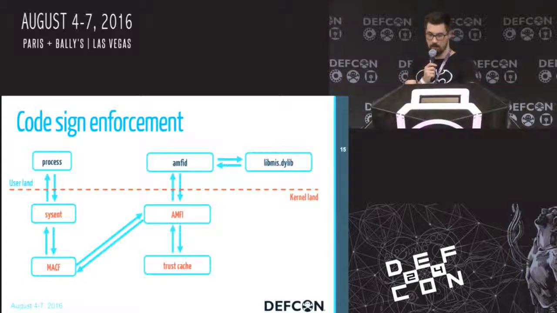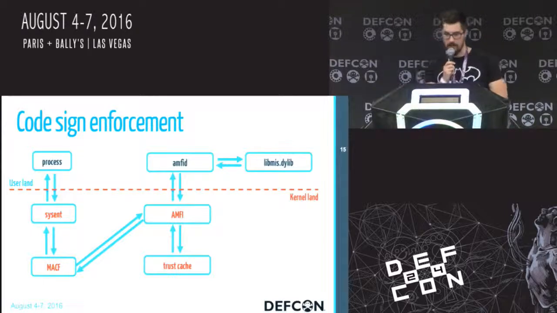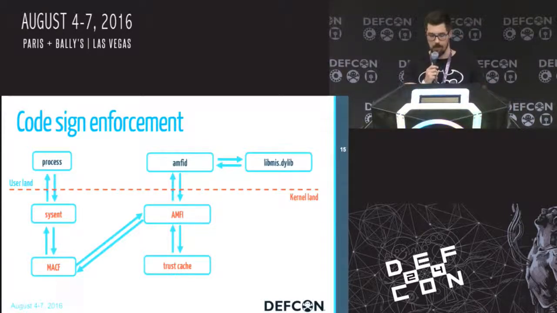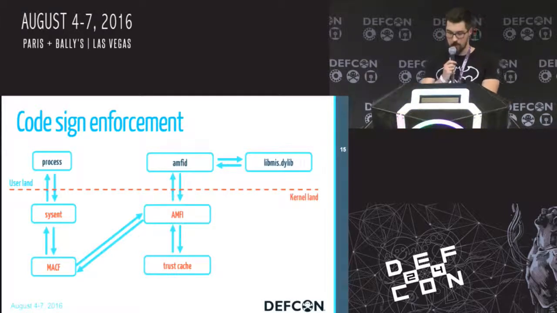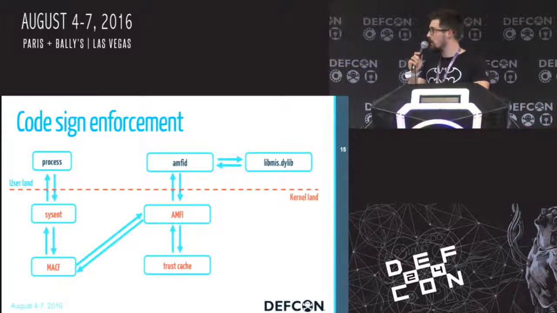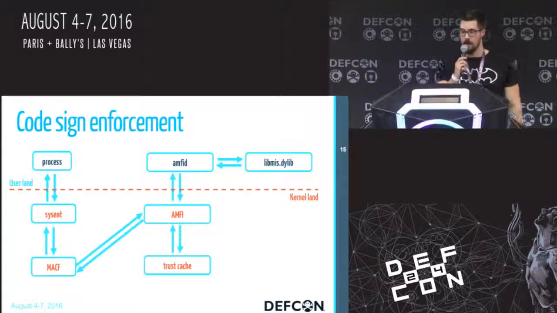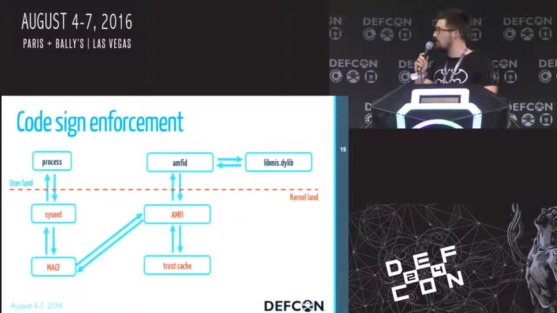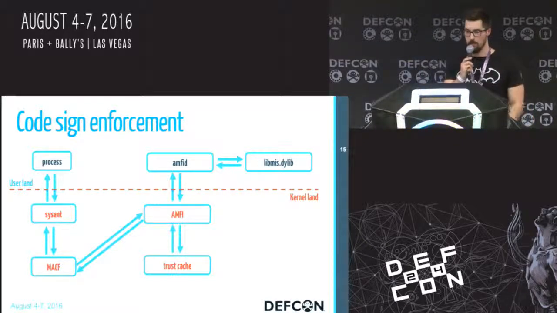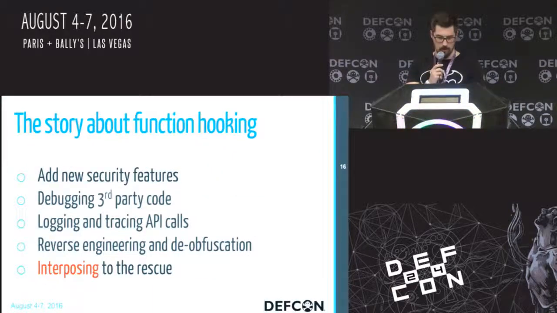A big picture of how code sign enforcement works. Here we have a process in user land that calls a syscall or a mach trap. The corresponding function from sysent gets called. It calls out to the MAC framework, which checks whether any policy modules requested to hook particular functionality. Next, we call MFI, which checks for a code signature. If the code signature type is ad hoc, we look for the CD hash in the kernel trust cache. If it's not ad hoc, we send it out to MFID, which is in user land, which uses libmis.dylib to validate the CMS blob.